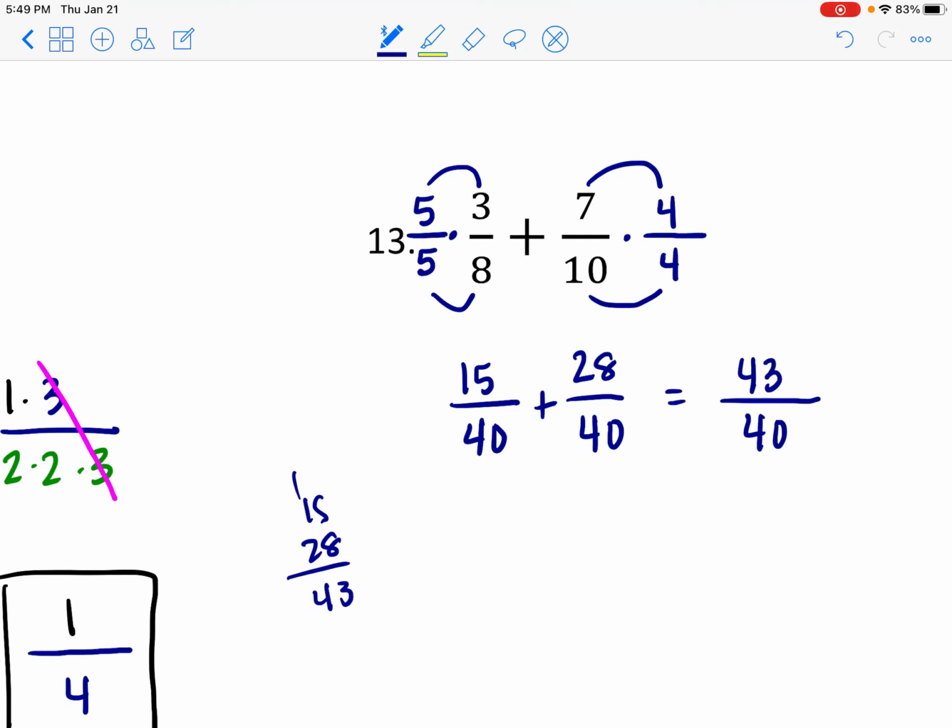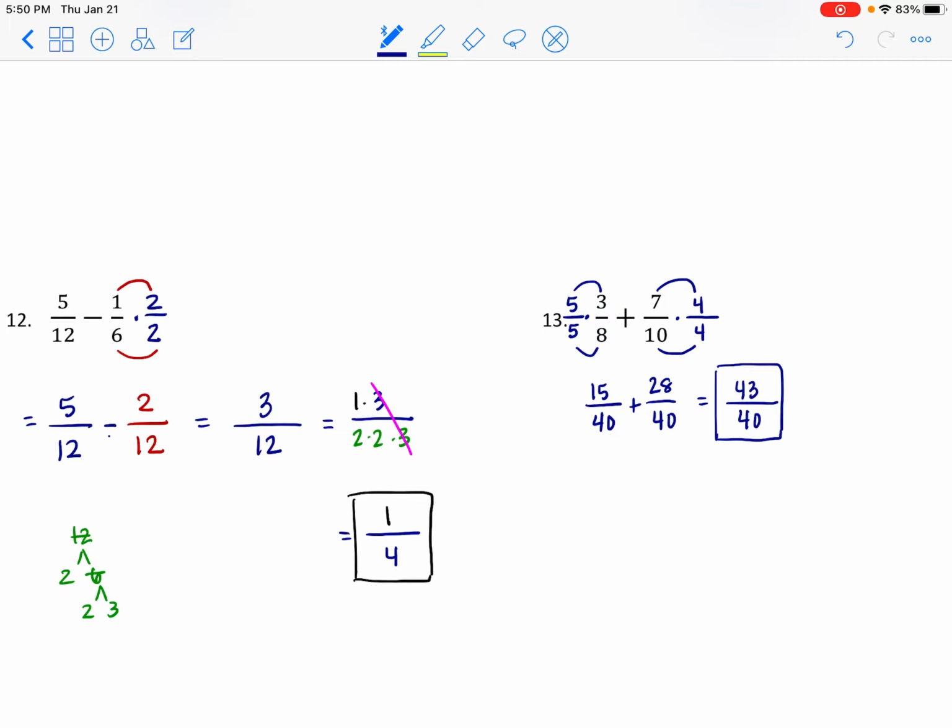So 43 over 40, and 43 is a prime number, which means we're not going to be able to break that down or find any common factors. So 43 over 40 is our simplified fraction. Now, that's an improper fraction. That's what we call it when the numerator is bigger than the denominator. But improper fractions are totally fine. In fact, if you had any inclination to make that a mixed number, we don't really do much with mixed numbers in algebra. So improper fractions are preferred over mixed numbers. Okay, so no need to change that to a mixed number.